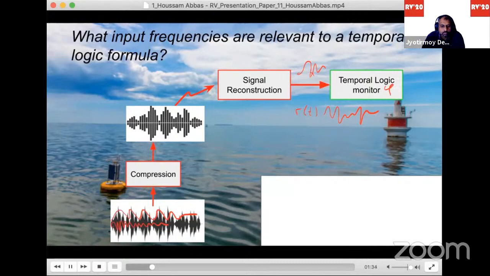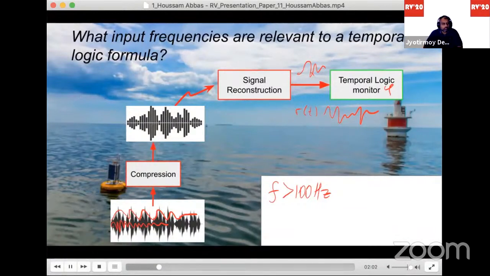If the compression algorithm says, okay, I'm going to eliminate all signal content above 100 Hertz, what does that do to the monitoring output? How badly is the signal affected? Is the output signal affected? Right now, we have no way of actually answering that question because we have no way of determining what is the frequency content of a temporal logic formula. And that's a big problem because many operations in signal processing do happen in the frequency domain.